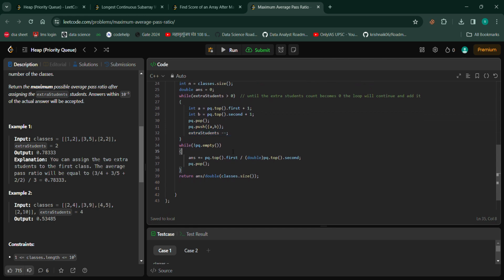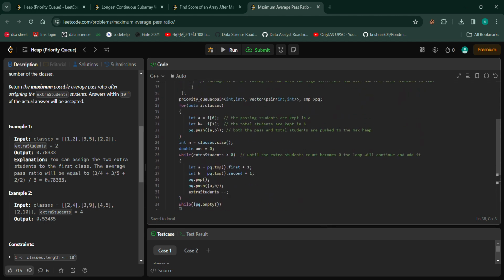As long as the queue does not become empty, we will calculate the answer. Now, since we have added 2, it will become 3 by 4. So we take the top of the priority queue, 3 by 4, and then we pop it out. Done. So this is the code, it is very easy.